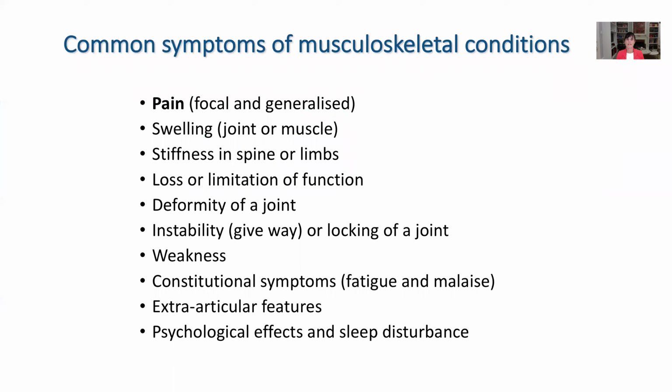Many symptoms may indicate a musculoskeletal condition. Pain is an obvious symptom. This may be both focal within a joint and more generalised. Swelling of either the joint or muscle or other musculoskeletal structures. Stiffness in spine or limbs. Loss or limitation of function, deformity of a joint, instability or locking of a joint, weakness, constitutional symptoms such as fatigue, malaise, and at times even fever, and a wide range of extra-articular features that are often typical of different specific multi-system diseases, which can also give rise to arthritis.